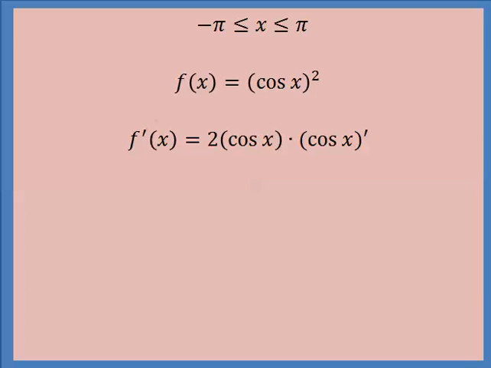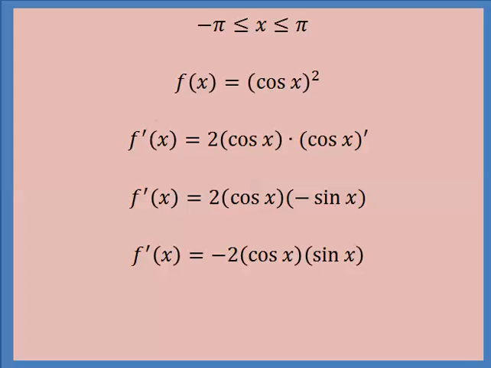To find f prime, I bring the 2 down, so it's 2 cosine x, and then the power is 2 minus 1, so the power is 1, and then chain rule times the derivative of cosine x. And the derivative of cosine x is negative sine x. And I just bring the negative out in front.